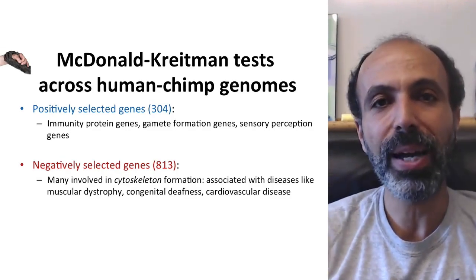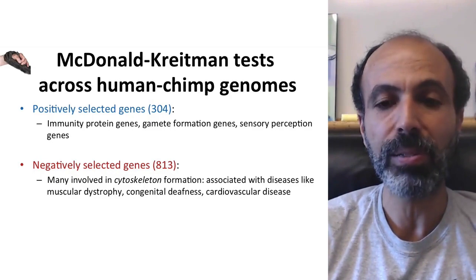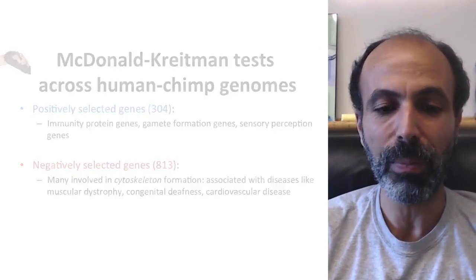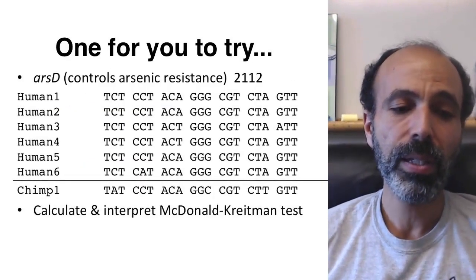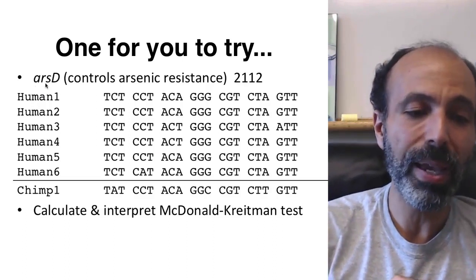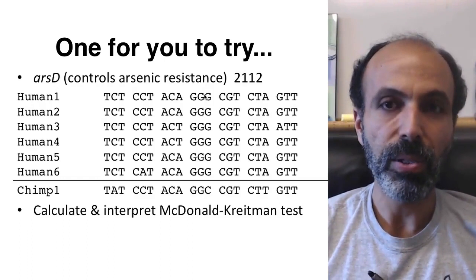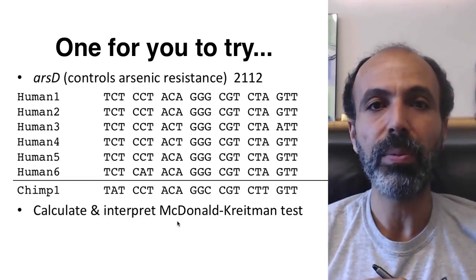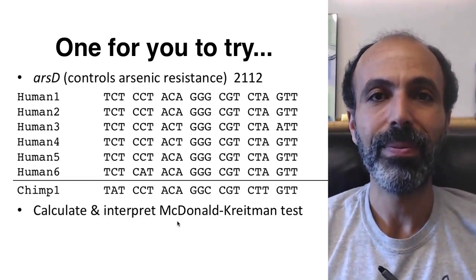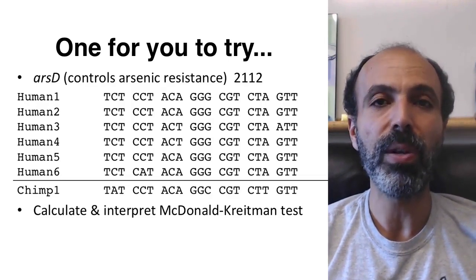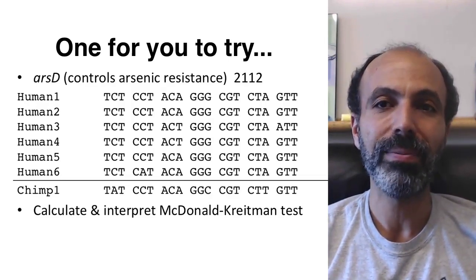So let me give you one to try here, so you can have a little bit of practice within the video before you even try any of the practice problems. This is a hypothetical sequence for ARSD. This is something that controls arsenic resistance. I want you to go through here and calculate and interpret the McDonald-Kreitman test. You may want to pause the video before you actually get to the in-video quiz.